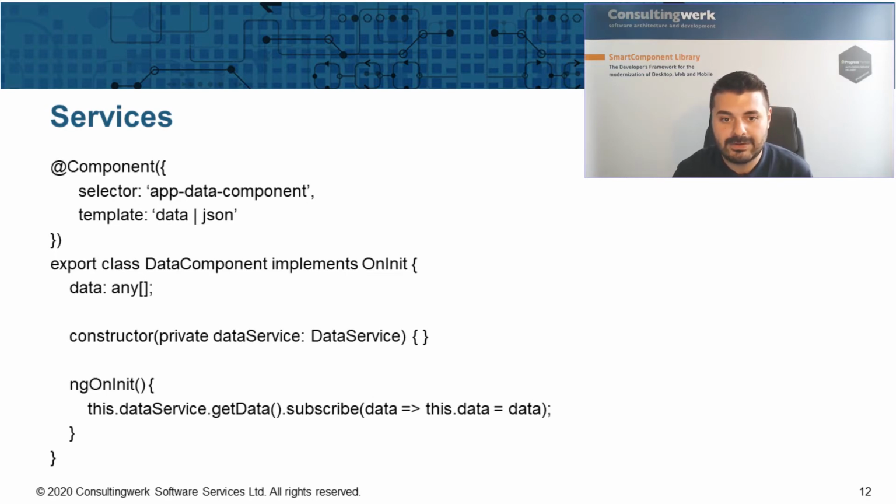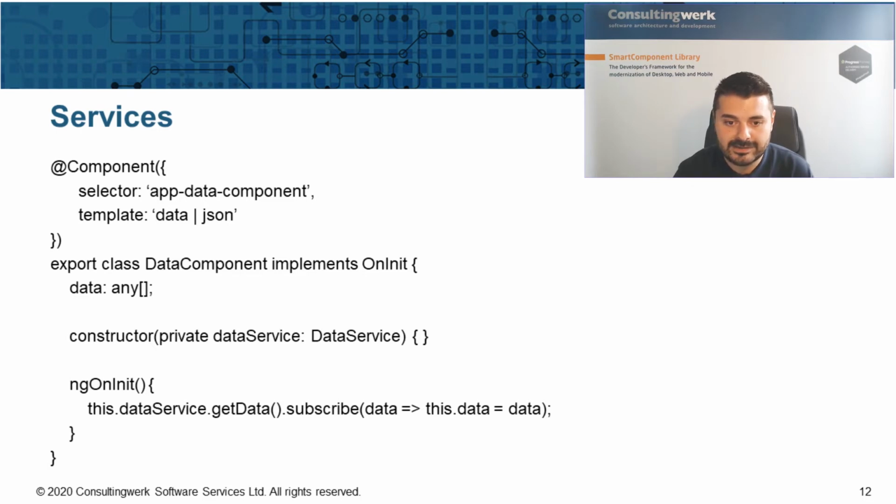Now here we have an example of a component. You can tell by the @Component annotation. There's also a selector, app-data component. We can use this in our HTML markup if we want to render the component at a certain place. And you can see from the template, we're simply displaying the data that's being returned from the service class and passing it through a JSON pipe. I'll get to that in a minute.